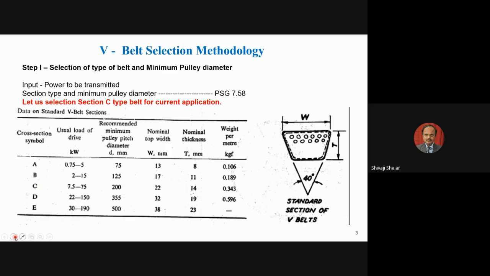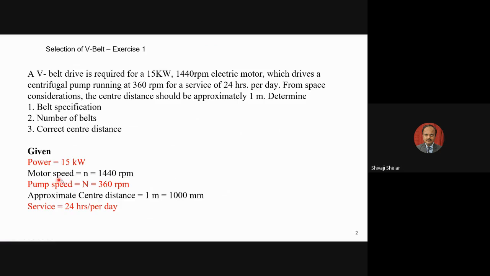Okay, so now we will use the PSG methodology for V-belt selection. Whenever we take any application, we need to identify the type of belt to be used here. So since it is a V-belt, first is the selection of type of belt and minimum pulley diameter. The input requirement here is power, which is given as 15 kilowatt. That is, we are transmitting 15 kilowatt power.